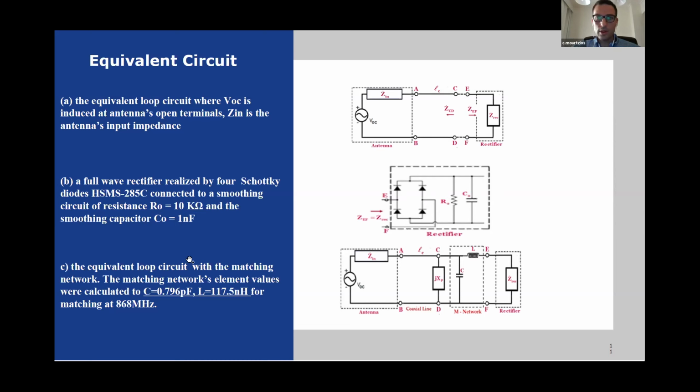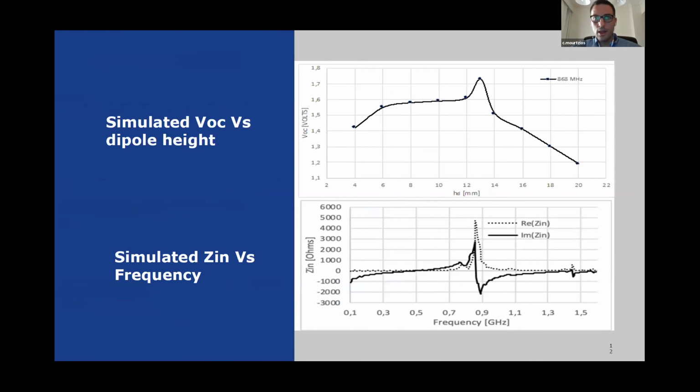After calculations, it was found that there isn't any matching between the antenna and the rectifier, so we added, as you can see here, a matching network consisting of an inductor and a capacitor in order to provide matching between these two elements, the antenna and the rectifier, consisting of a capacitor of 0.7 picofarad and an inductance of 117 nanohenry for matching at, again, 868 megahertz.